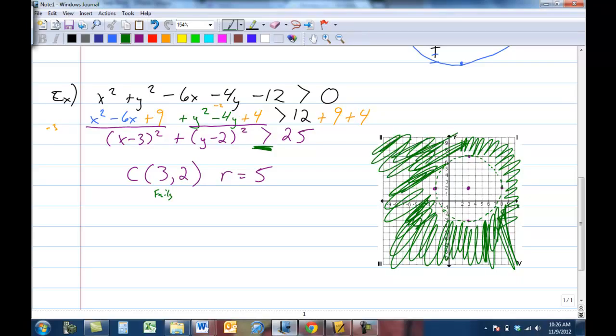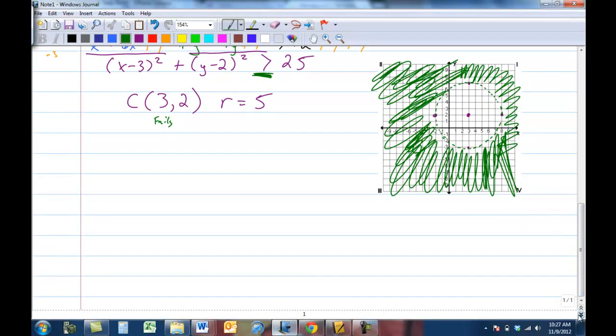All the points outside are a solution. But any point that's inside the circle, excuse me, is not a solution. Check it. If I use the point 0, 0: 0 minus 3 is negative 3, squared is 9. 0 minus negative 2, squared, is 4. 9 plus 4 is 13, which is not greater than 25. That's why this is not shaded. This inside is not a solution. Any point outside will be.